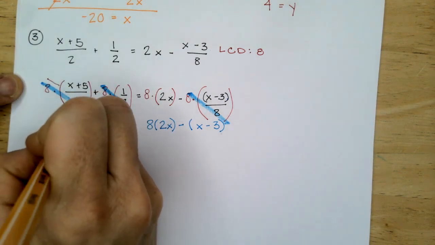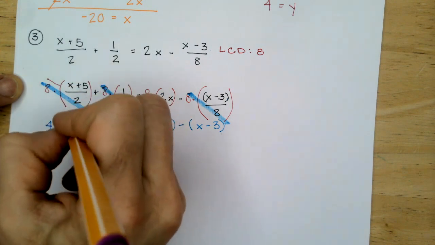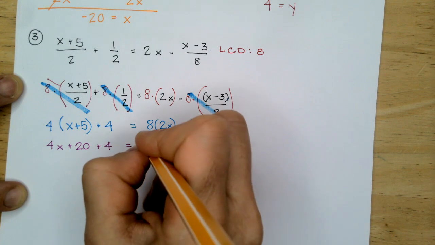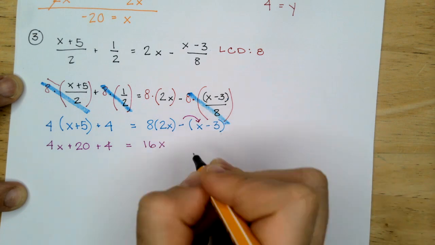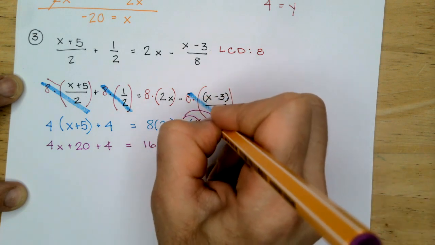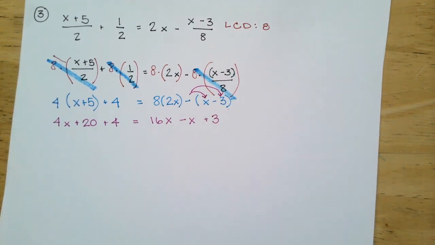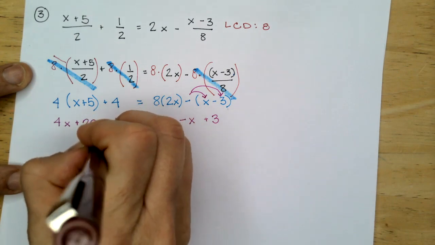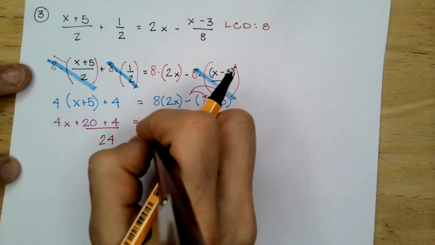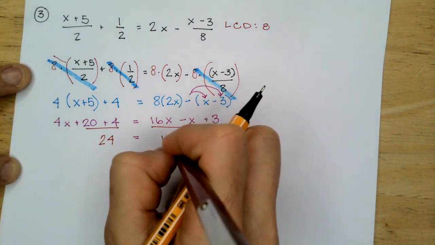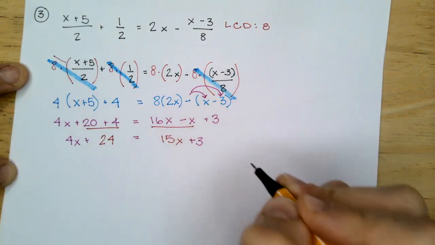Distribute that 4. That's now 4x plus 20 plus 4. Now I can get rid of my parentheses because I've dealt with all of them. 8 times 2 is 16. Distribute the negative sign. Minus x, but plus 3. Good. Now just combine like terms. 20 and 4 become 24. 16x minus x becomes 15x. 4x over here and 3 over here.